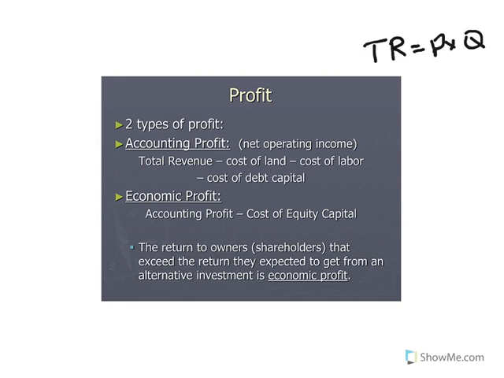Economic profit is something different. Economic profit is going to be where you take the value of that accounting profit and then you subtract out the cost of the equity capital. And economic profit is the profit that firms are more concerned with because that is what's going to indicate whether or not a firm is going to be successful in the long run. In other words, you cannot consistently have negative economic profit and expect your firm to exist in the long run.